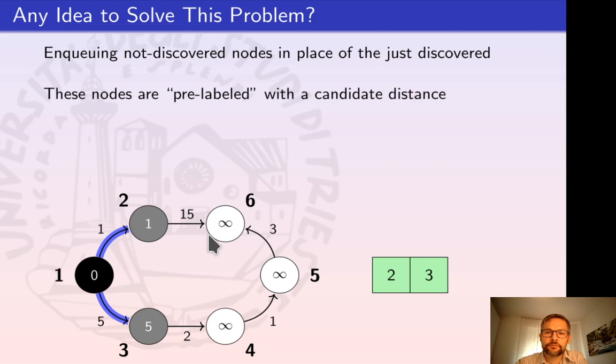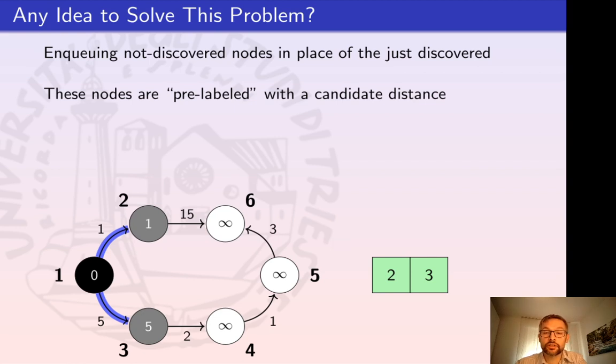As you can see here, for instance, moving from the node number 2, I end up in 6, and this is done by crossing an edge whose weight is 15. So if I decide to go on with this strategy, I end up labeling 6 with a number which is 16, which of course is not the correct number, because we know that we can reach 6 through this path with a path having length 11.